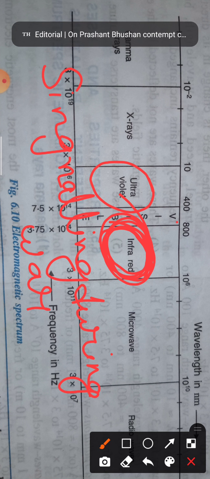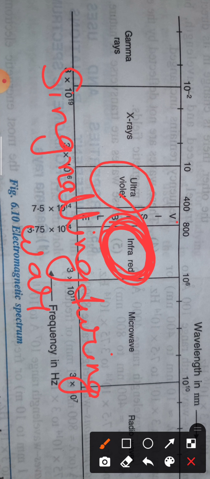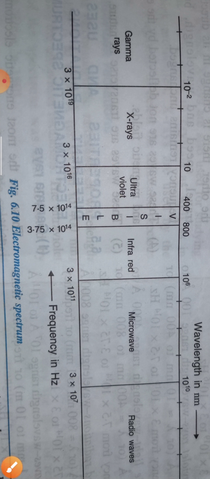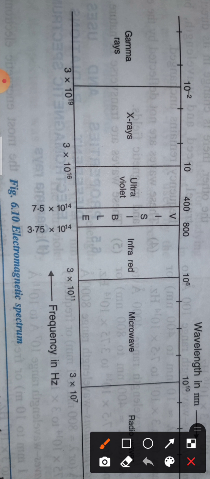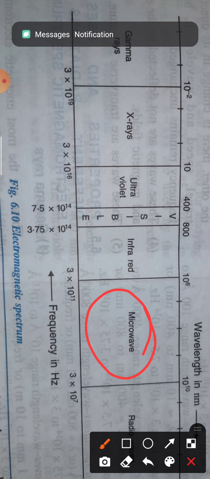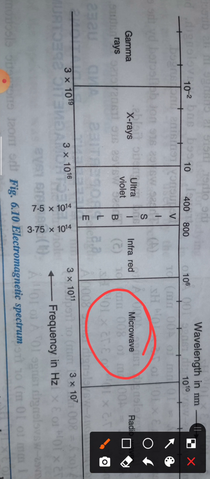Now the next two topics are microwaves and radio waves. Microwaves are used for cooking, as in a microwave cooker. They are also used for satellite communication, and sometimes for analysis of atomic and molecular structure.